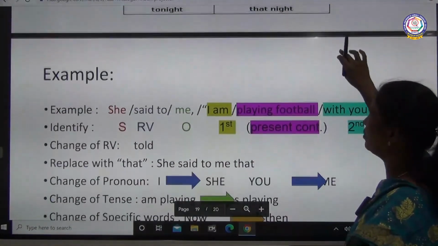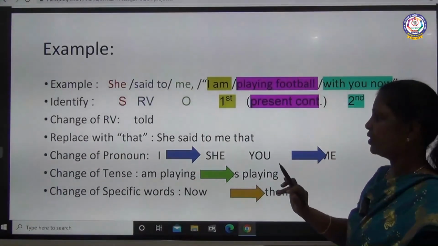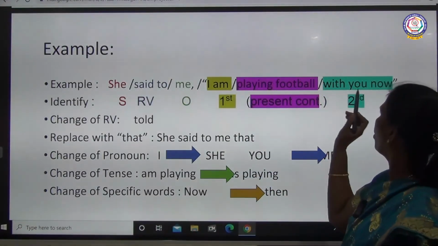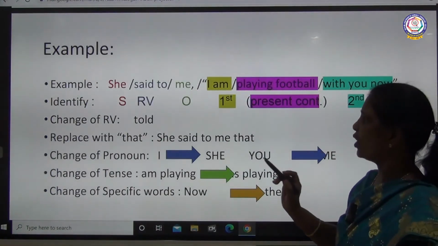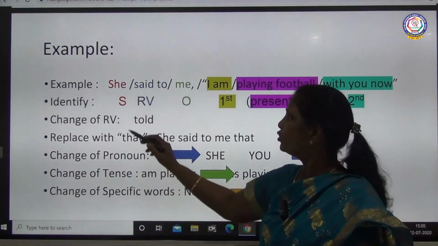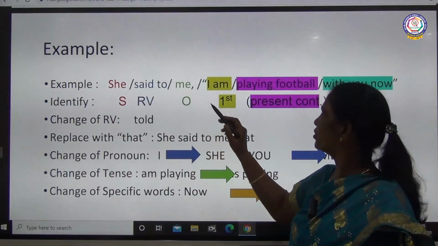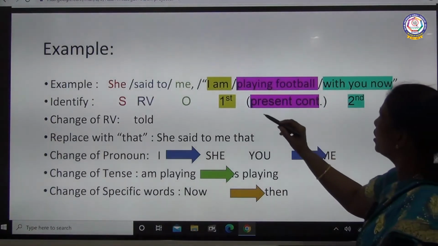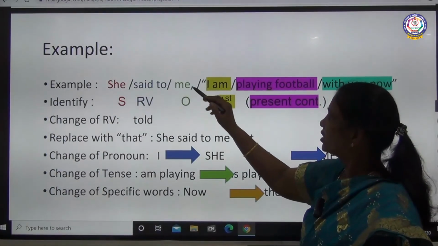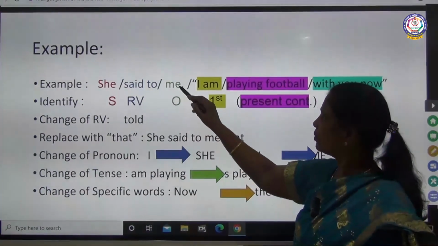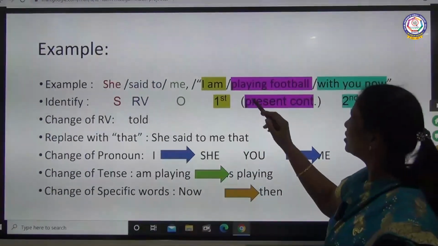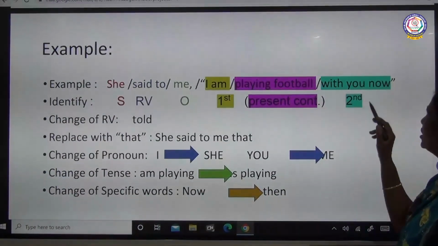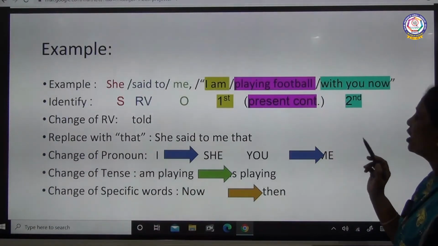So we have some examples, children. After finishing this, we will do the exercise in the next class. Okay, example: she said to me, I am playing football with you now. So what do you have to identify here? You have to identify subject, reporting verb, object, first person, continuous tense and second person. She is the subject, said to is the reporting verb, me is the object, I am is first person, playing football is present continuous tense, and with you now has second person. So here you have to change.